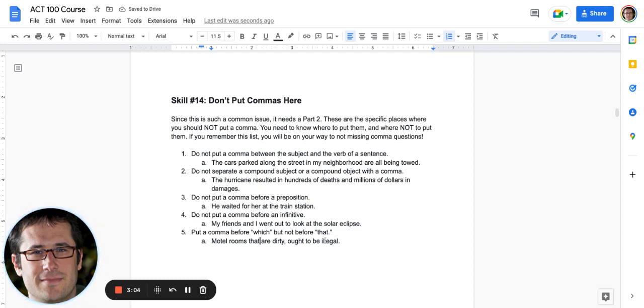And you actually don't need this comma here either, because this is basically the subject, motel rooms that are dirty, and this is the verb, ought, right? So you don't want to put a comma between the subject and the verb. So the right way to say that is motel rooms that are dirty ought to be illegal. That's probably like the hardest kind of thing.